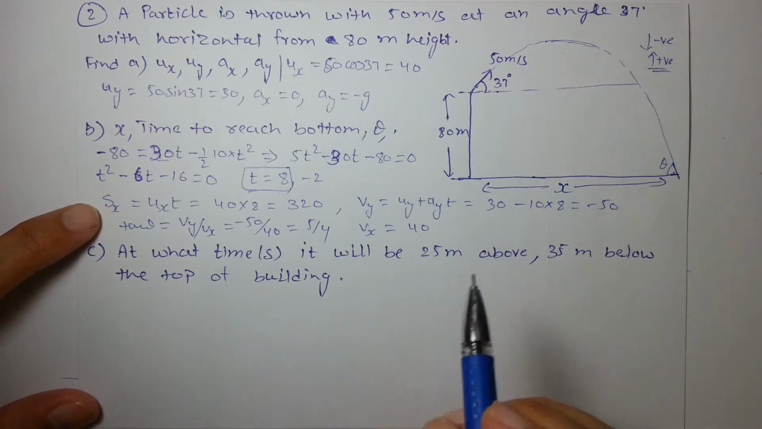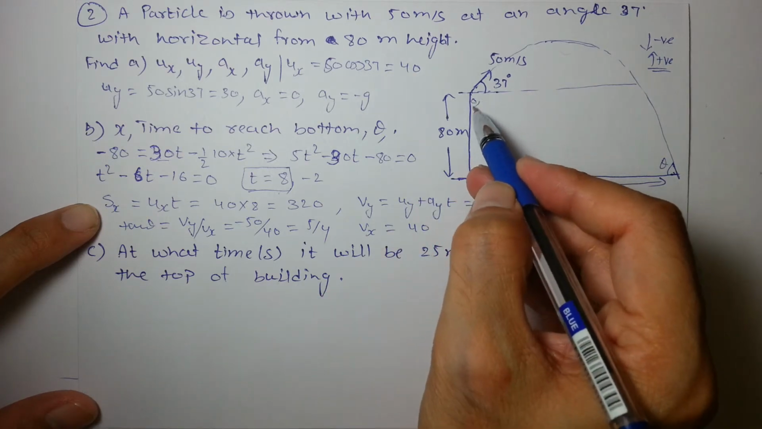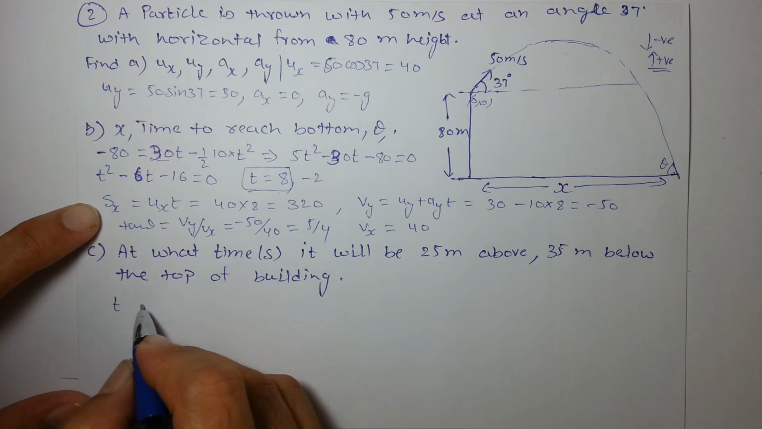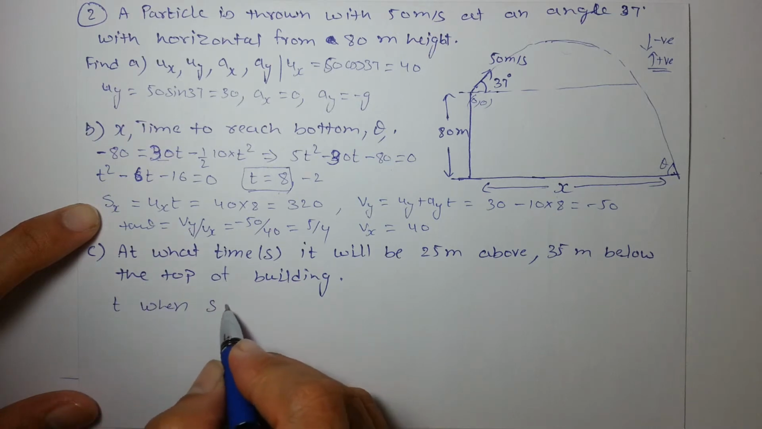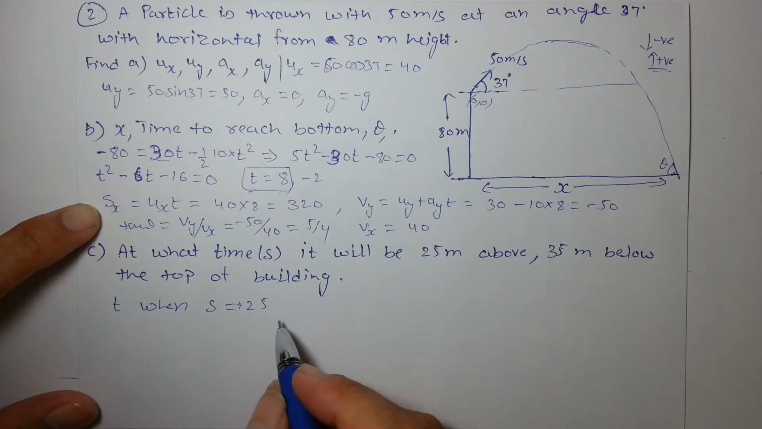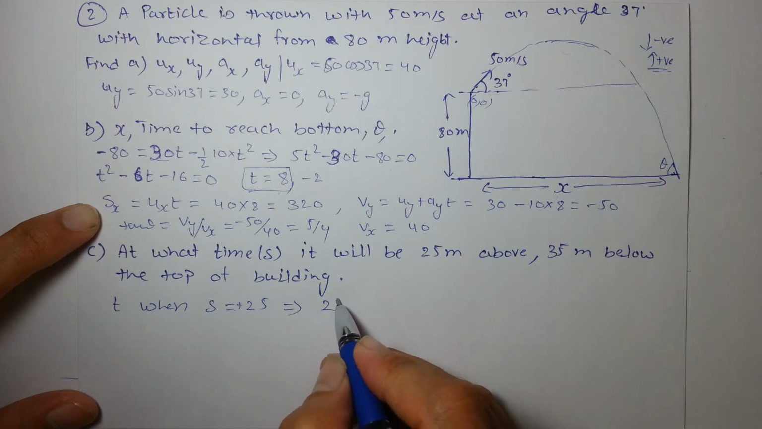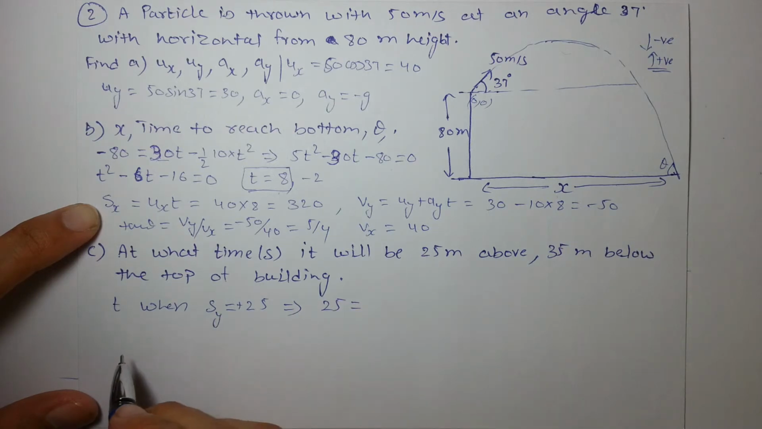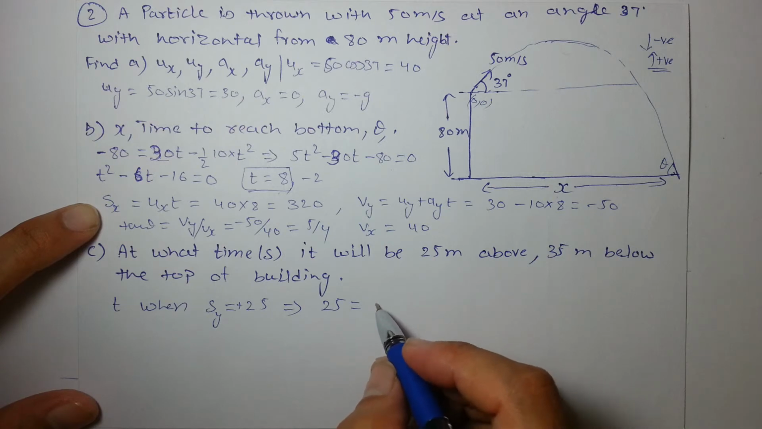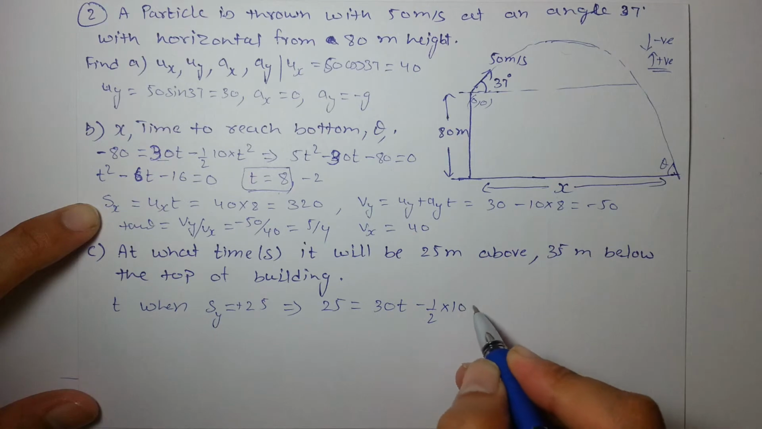At what time will it be 25 meter above and 35 meter below the top of the building? Okay, so if we take this as origin, we have to find t when displacement is plus 25. This is case 1. So let's solve it. Displacement is 25 in y direction obviously. So sy is this. Uy was 30t minus half into 10 into t square.